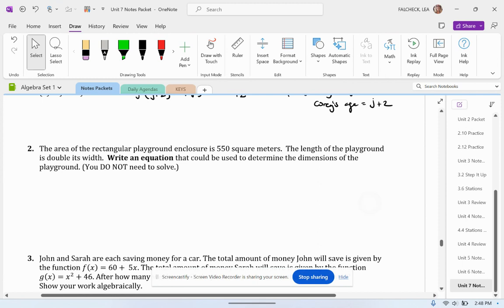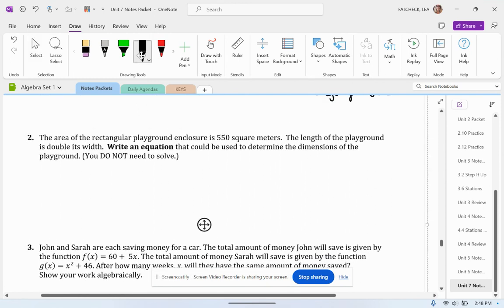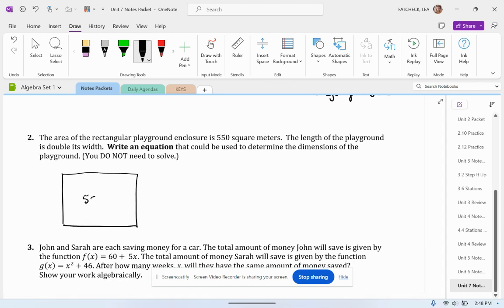Number 2. The area of the rectangular playground enclosure is 550 square meters. So we have a rectangle. Its area is 550. The length of the playground is double its width. This is the width. This is the length of the playground. Double means times 2. Write an equation that could be used to determine the dimensions of the playground. You do not need to solve.